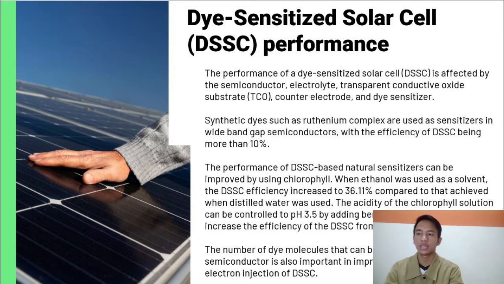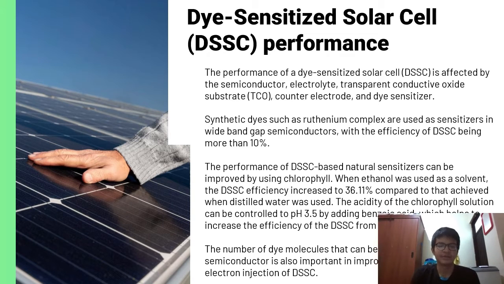The DSSC current density is influenced by the high electron injection from the photoexcited sensitizer into the conduction band of the semiconductor. The nature of the dye solution can also affect the number of dye molecules absorbed by the semiconductor. One of the properties of a solution that is easily controlled is the concentration of the solution. The concentration of the dye solution in the semiconductor is also important to study because of its effect on performance.